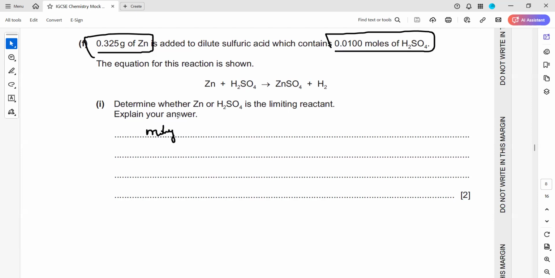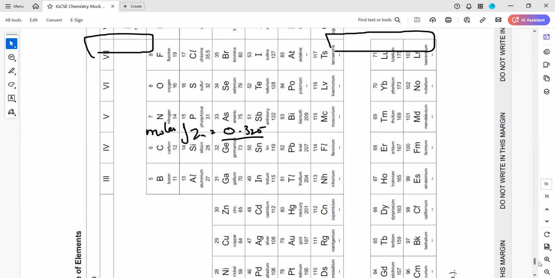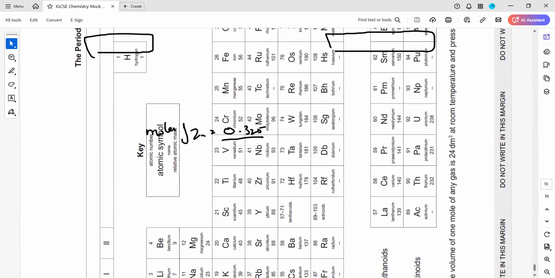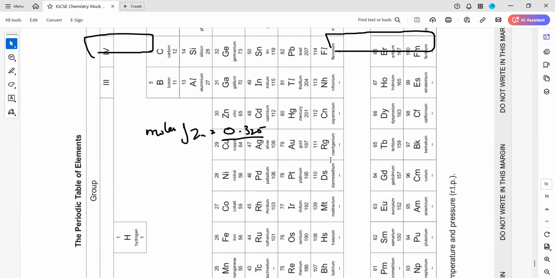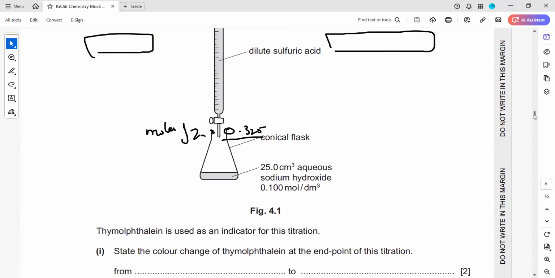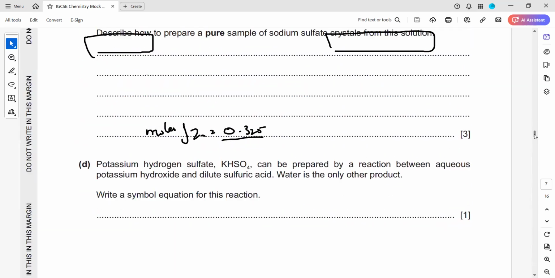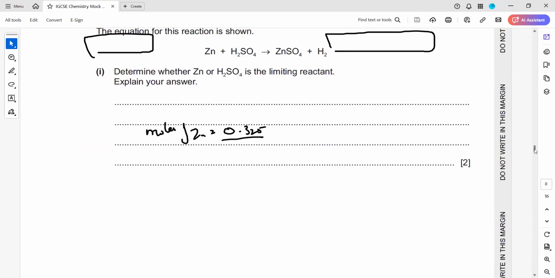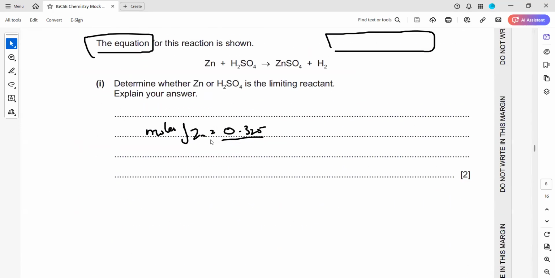How to get the moles of the zinc? Mass in gram divided by molar mass, so 0.325 divided by molar mass. What is the molar mass of zinc? You will use the periodic table and you will find 65. So we'll divide by 65. So the answer is 0.005.